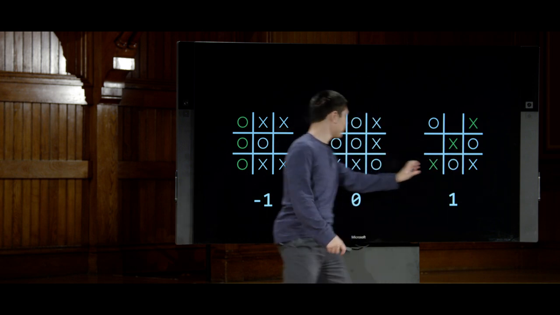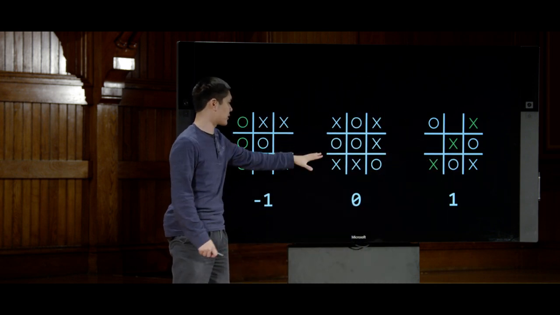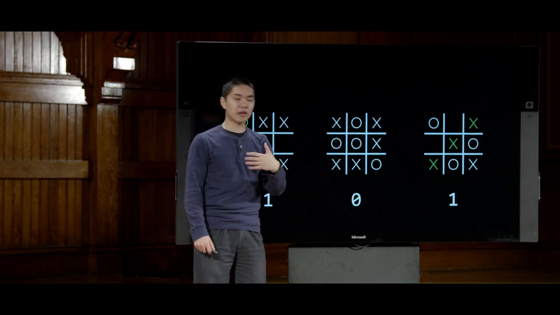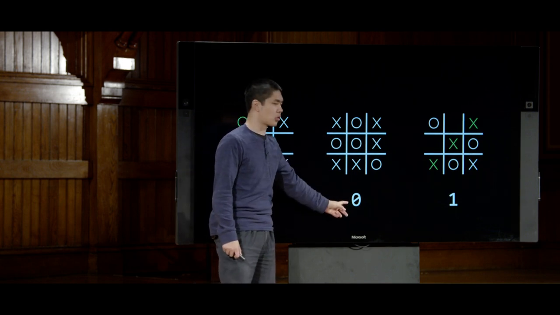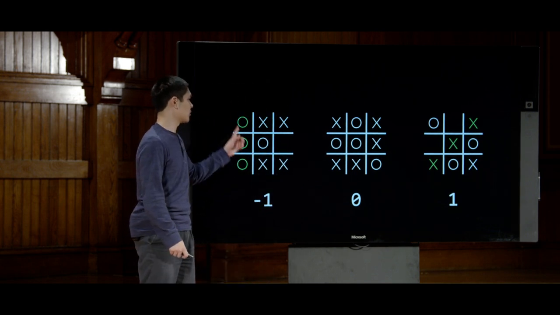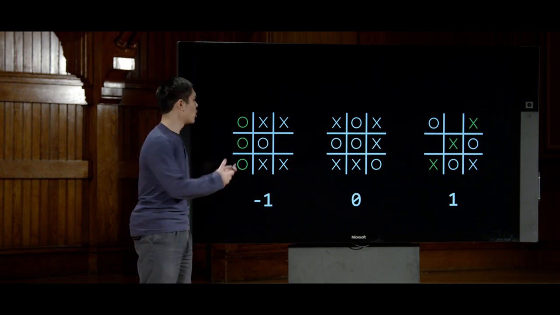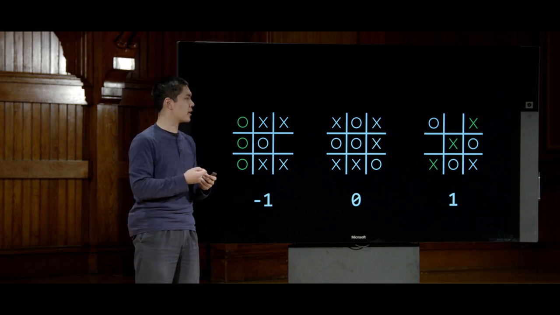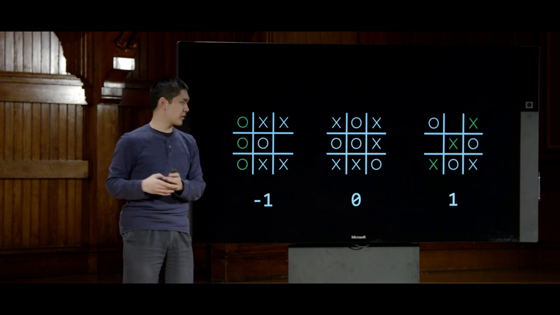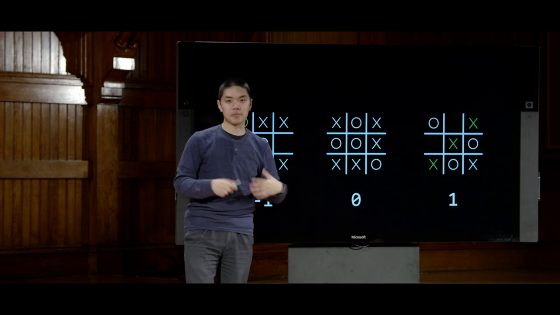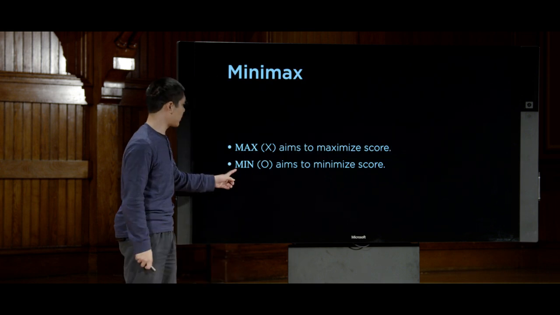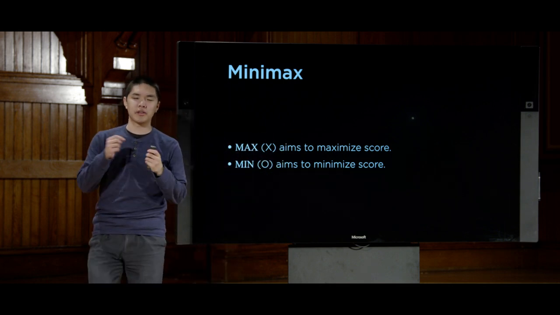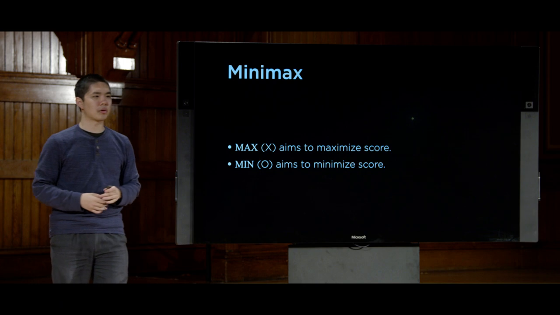But if this isn't possible, if X needs to choose between these two options, -1, meaning O winning, or 0, meaning nobody winning, X would rather that nobody wins, score of 0, than a score of -1, O winning. So this notion of winning and losing and tying has been reduced mathematically to just this idea of try and maximize the score. The X player always wants the score to be bigger. And on the flip side, the min player, in this case O, is aiming to minimize the score.